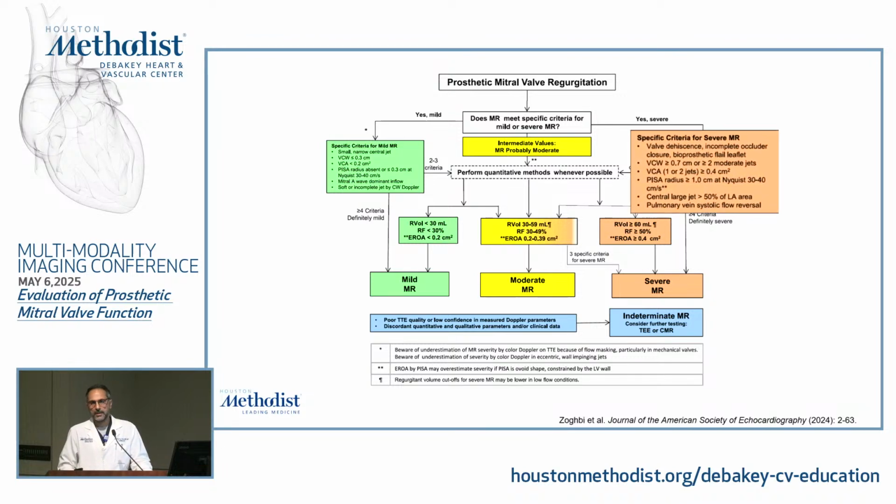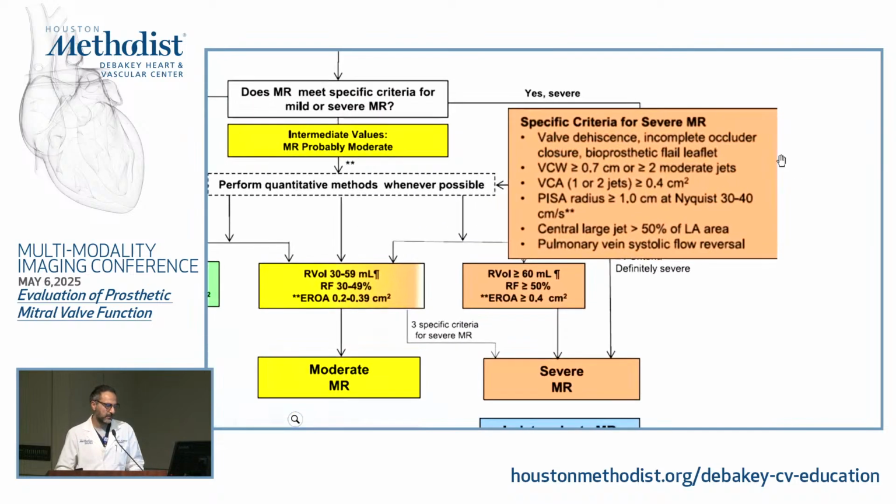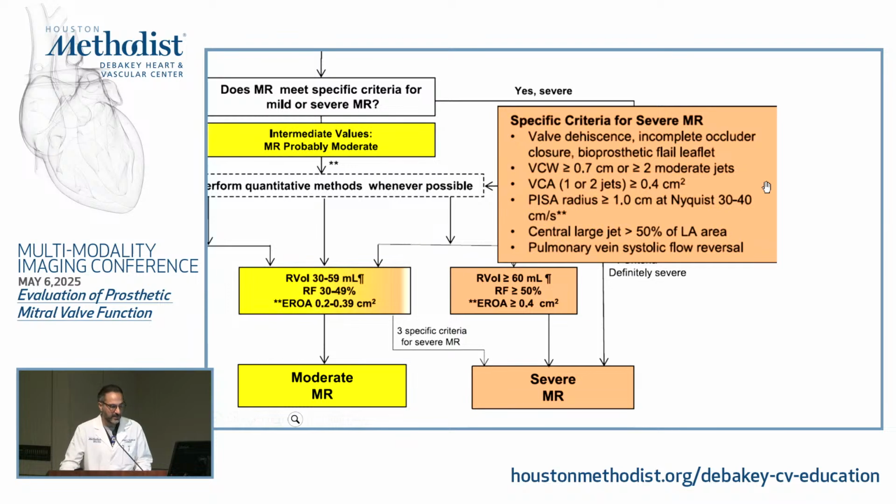We have to also look at other features, if we can, whenever they are present. So I'm gonna focus here on the specific criteria for severe prosthetic MR. Obviously, if you see a valve that is abnormal, what does abnormal mean? There's rocking motion, dehiscence, even if you see some calcifications, right?